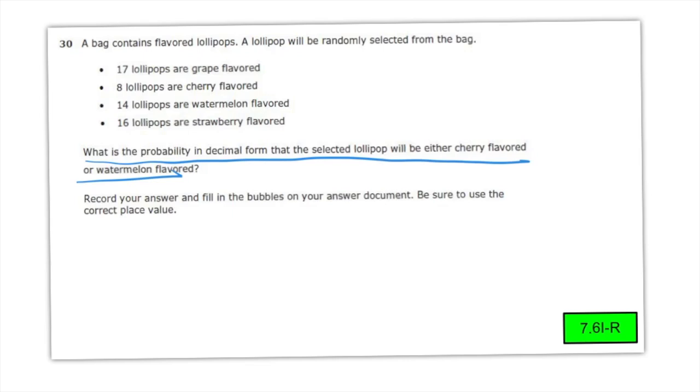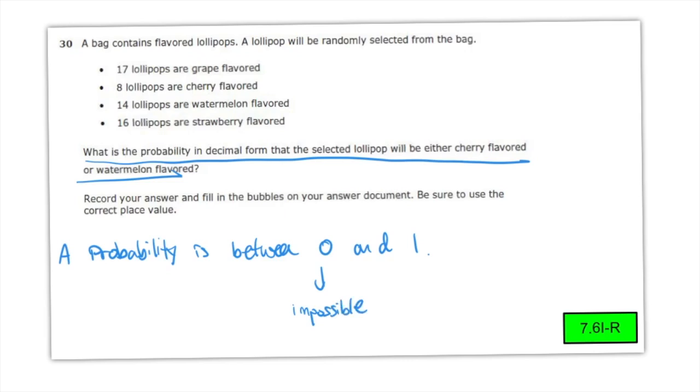One thing that you need to know though is that a probability will always be between 0 and 1. 0 means impossible. It cannot happen. And 1 means it's certain. It absolutely will happen. So all probabilities are going to be somewhere between impossible and certain. So somewhere between 0 and 1. All right, so we've established that.